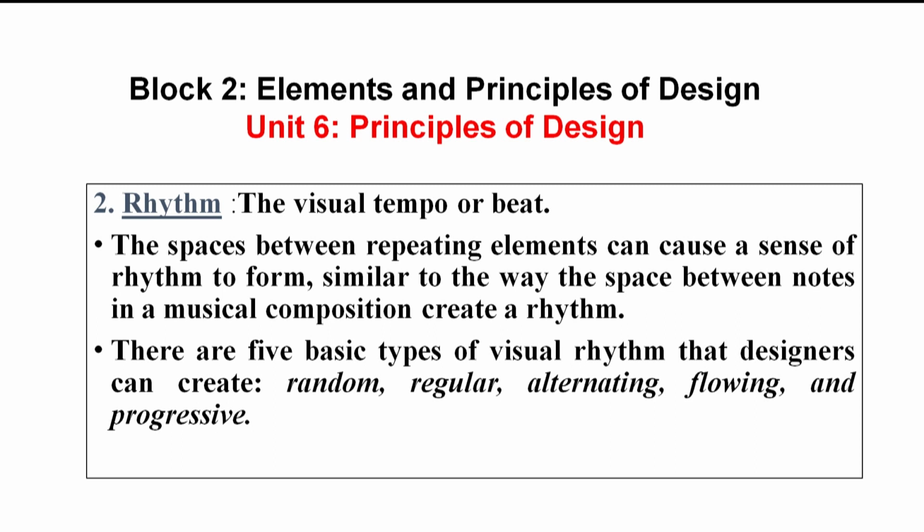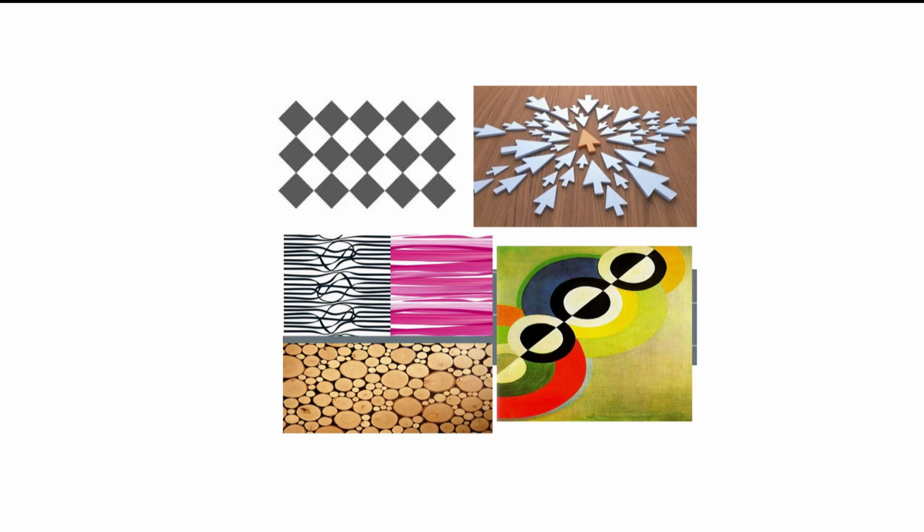Then we have the second principle, which is rhythm. The visual tempo or beat of any design or any element in a design is said to be the rhythm. The space between repeating elements can cause a sense of rhythm to form, similar to the way the space between the notes of a musical composition creates a rhythm. There are 5 basic types of visual rhythm that a designer can create: random, regular, alternating, flowing, and progressive. In the picture you can see and understand the example of rhythm.